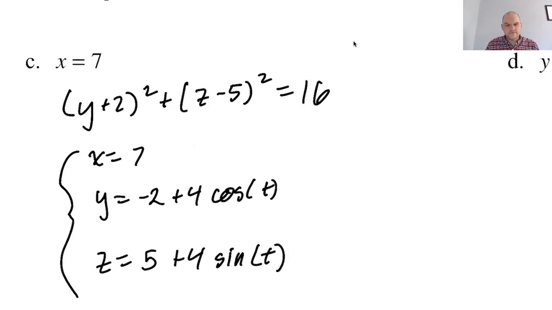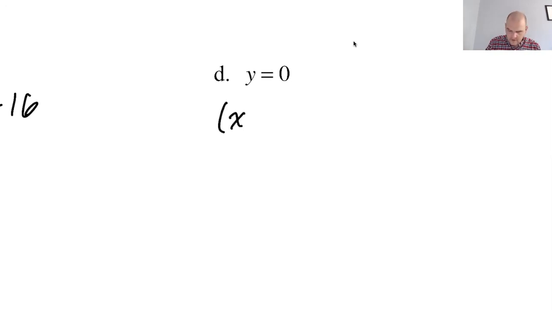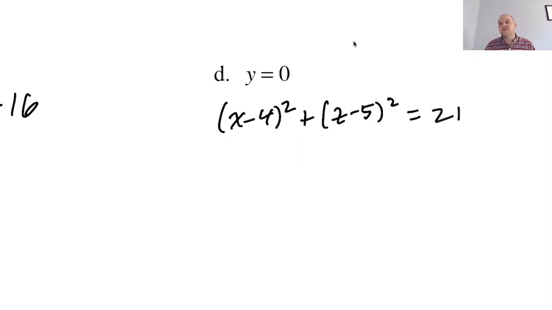Okay. And then finally, when y equals 0, sub that in: 0 plus 2 is 2, squared is 4, subtract it, so you get 21. So that's kind of gross. You get (x minus 4) squared plus, we did the whole thing for y so that's gone, (z minus 5) squared equals 21. So it just has a bad radius.